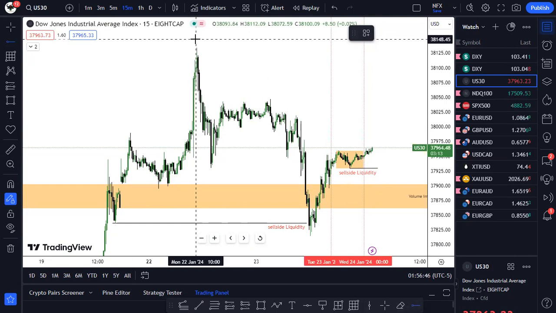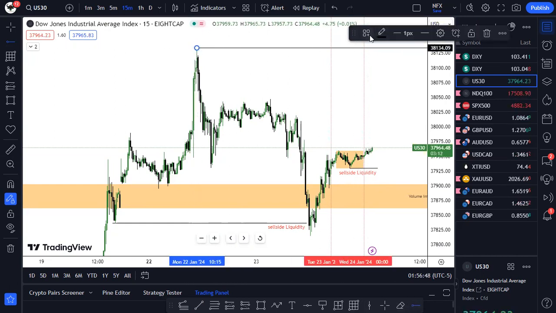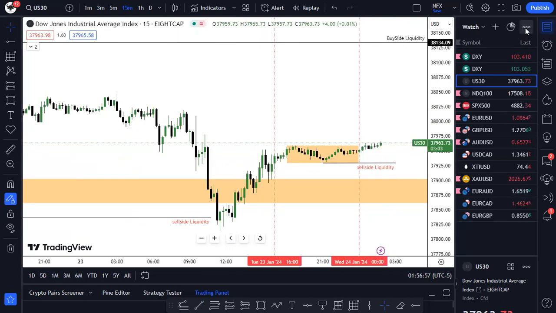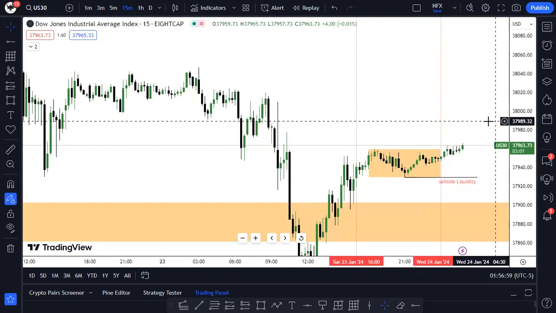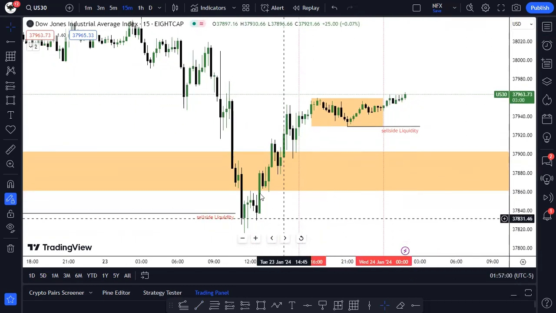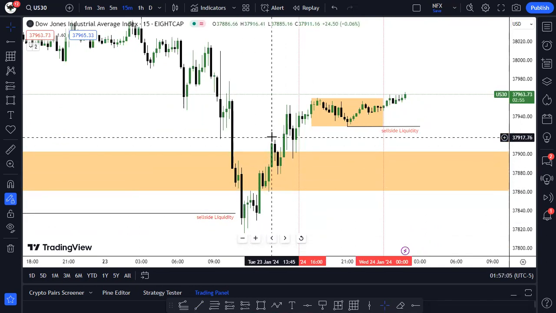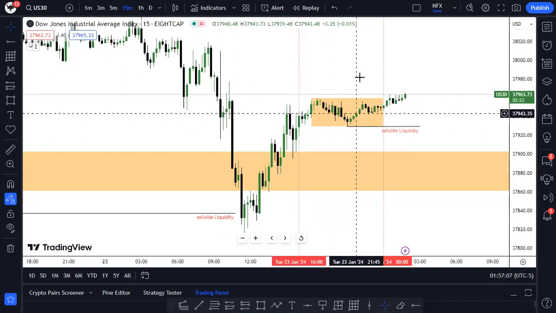This high up here will be what I'm going to consider as my draw on liquidity, the buy side liquidity I'm expecting price to push higher to. We have this low here, just taken out. After taking out that low, they didn't give us much to use. Price just keeps on pushing higher, with higher highs and lower lows, and so we simply have that here.